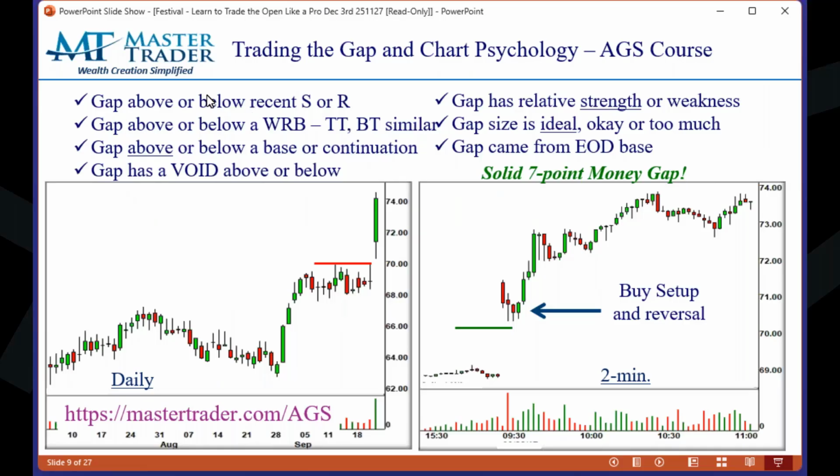Number 1, let's just focus on the bullish side. Is it gapping above resistance? Yes. Is it gapping above some type of bearishness, like a red bar, topping tails, because that's going to create a little shock element? Yes, it's gapping over all these red bars, because this could have retraced, but now the bears are caught. Is it gapping above a base? Yes. Does the gap have a void above or above?